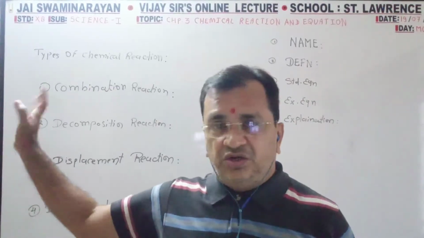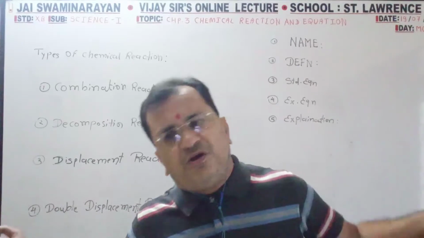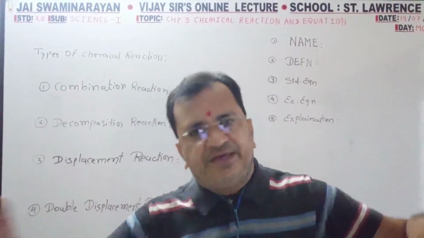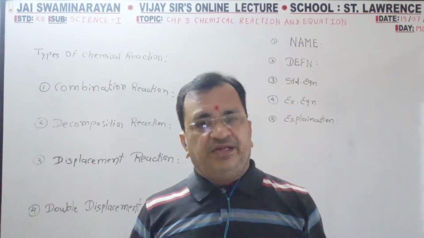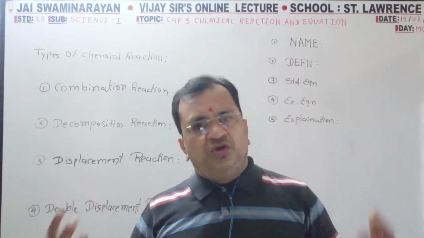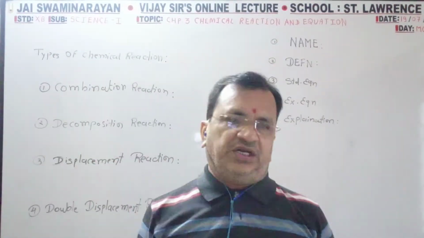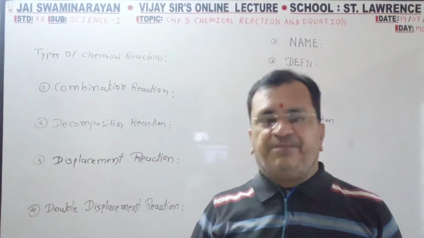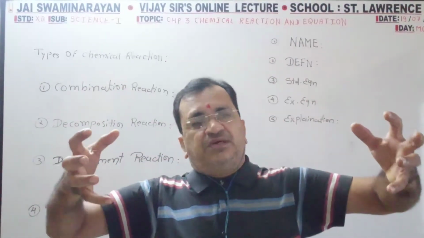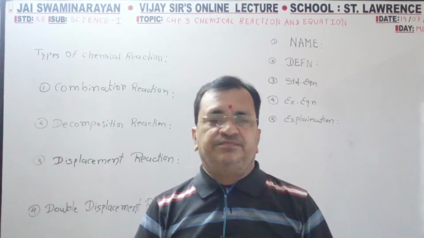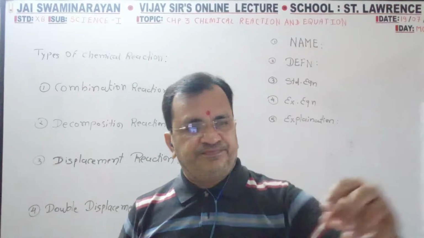Basic we have seen that all elements we can divide into 2 parts: metals, non-metals. Like that, we can divide these into 4 groups. This equation goes in this group, this equation goes in this group. So first type, that is a combination reaction. From the word you can derive what is the combination.